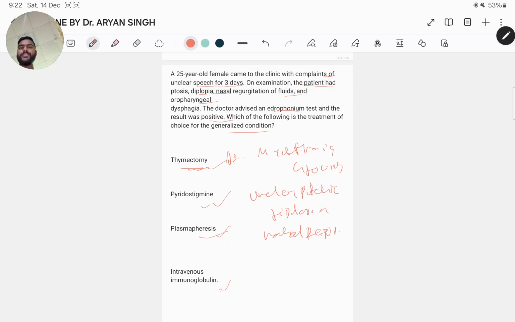And plasmapheresis: in a myasthenic crisis patient, we will use plasmapheresis to get rid of the dangerous antibodies. And intravenous immunoglobulin: if the facility for plasmapheresis is not available, then we use intravenous immunoglobulin.